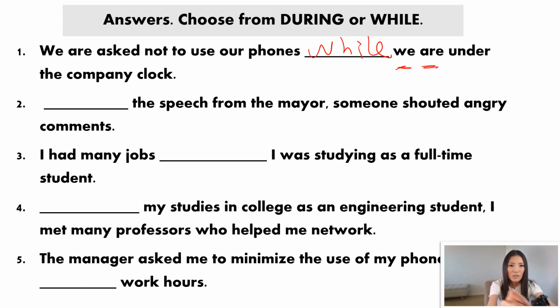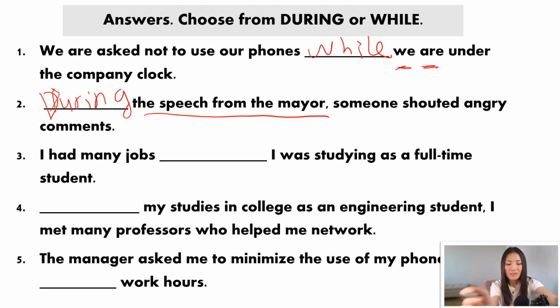Number 2, during, that's a D. During the speech from the mayor, someone shouted angry comments. So the speech from the mayor is a phrase, it's not a clause, therefore I'm going to use during. Number 3, I had many jobs while I was studying as a full-time student. Number 4, during my studies in college as an engineering student, I met many professors who helped me network.